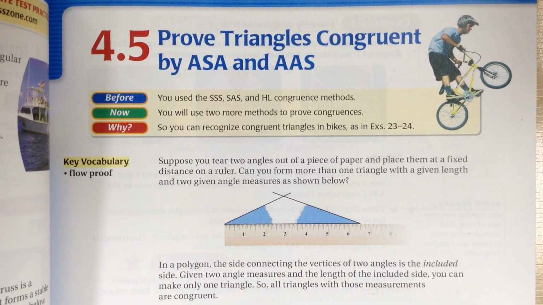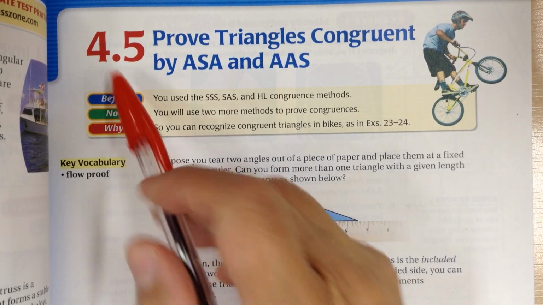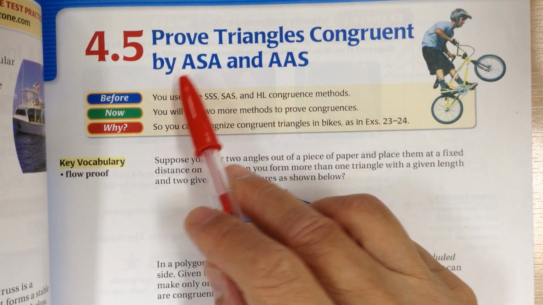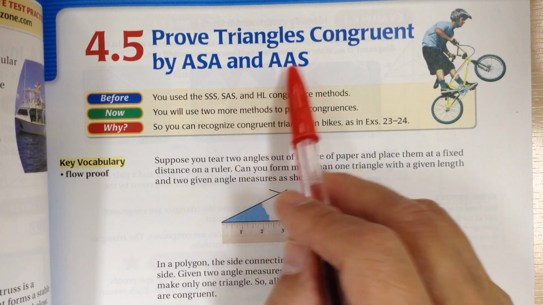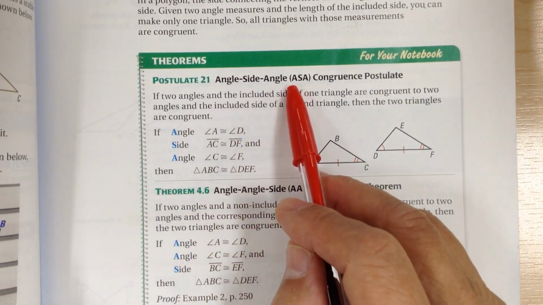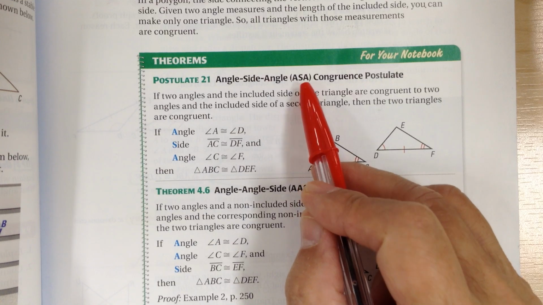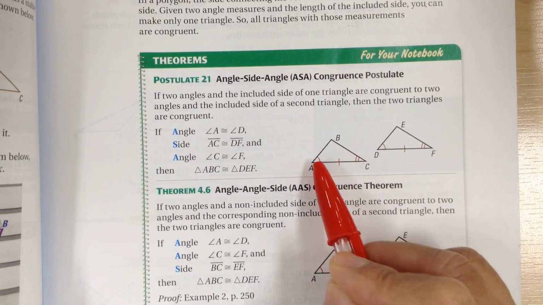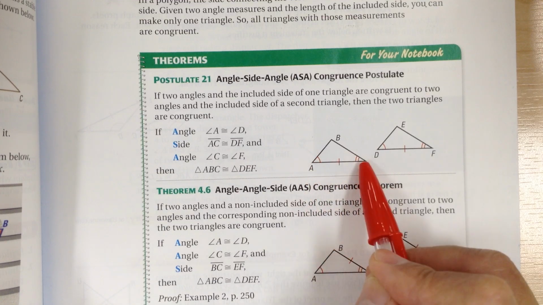Let's go to page 249, and this is lesson 4.5. This lesson is to prove triangles congruent by ASA and AAS. Okay. So again, just like before, same thing. If you look at this over here, here's your ASA. Notice the side is between the two A's, so you got ASA. The side has to be between the two angles.